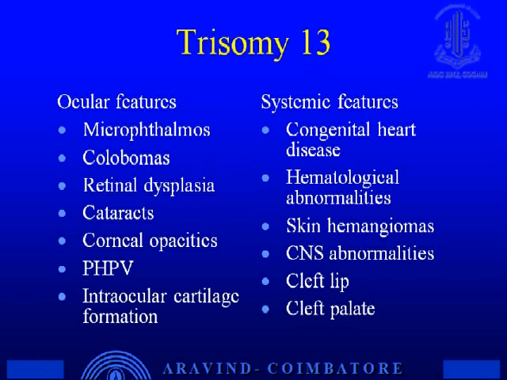And trisomy 13 is associated with other ocular features such as microphthalmos, colobomas, retinal dysplasia, cataracts, PHPV or intraocular cartilage formation, and it's normally associated with congenital heart disease, other hematological abnormalities, skin hemangiomas, CNS abnormalities, and either a cleft lip or a cleft palate.